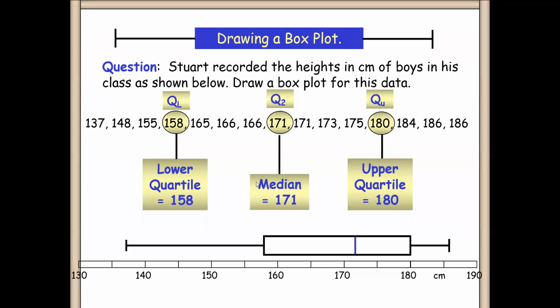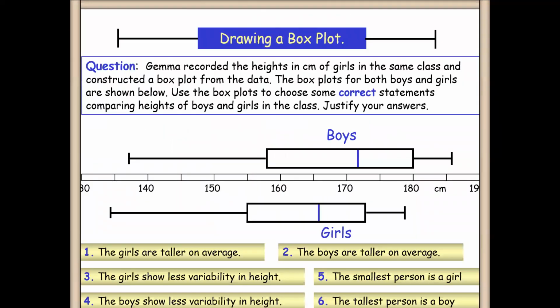Okay, that's another example. We're going to skip that. So let's look at 2 given boxes. All right. Here's a question where they give you the box and whisker diagrams. Gemma recorded the heights in centimeters of girls in the same class and constructed a box plot from the data.